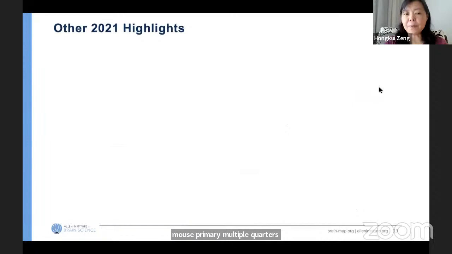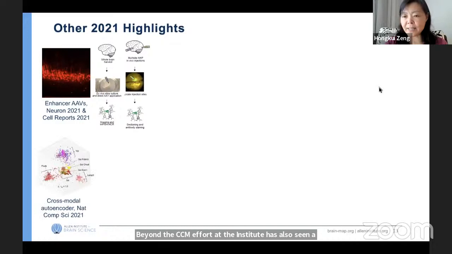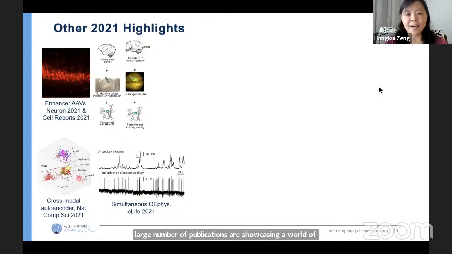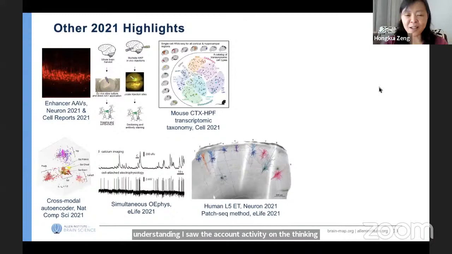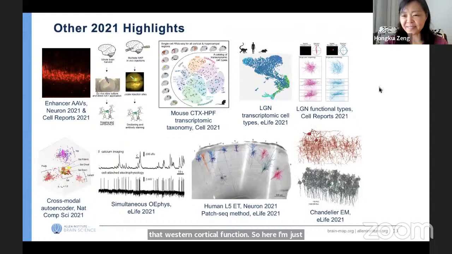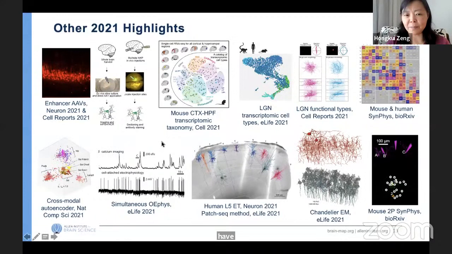Beyond the BICCN effort, the Institute has also seen a large number of publications showcasing the variety of studies that we have done using our multimodal approaches in understanding cell types, their connectivity, and linking that with cortical function. So here I'm just flashing through the different publications that we have, in all different aspects of our program.